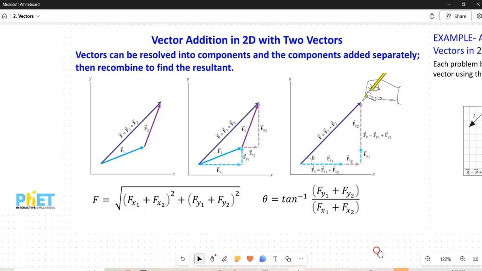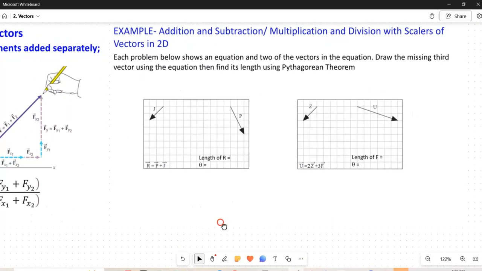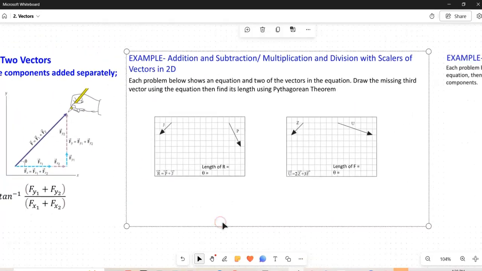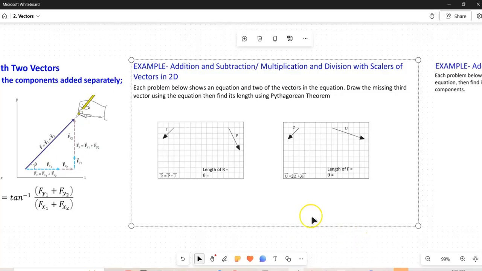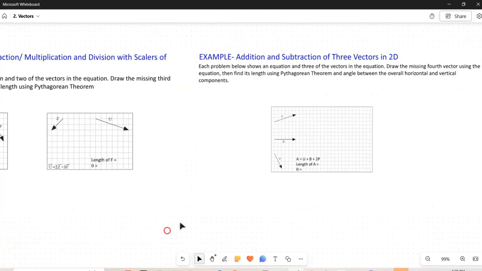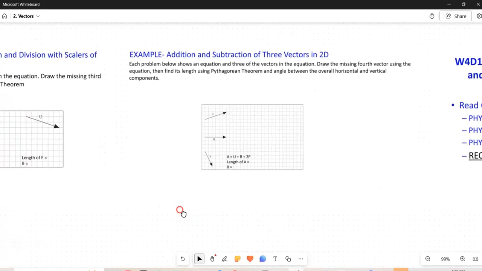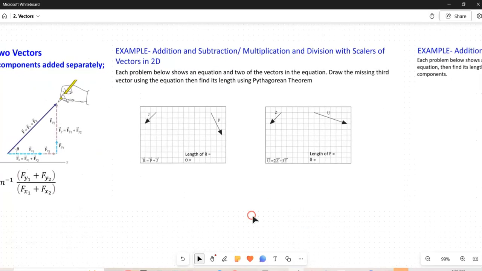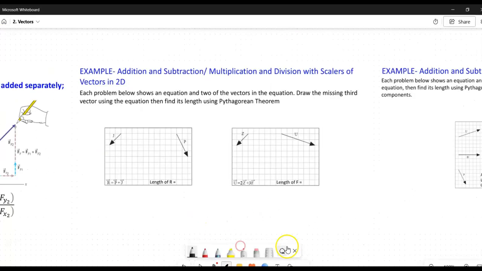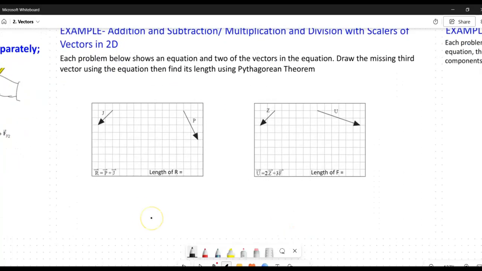Okay? Now I've made some exercises for us. Okay? And we're going to do two exercises that are similar to your tutorial. And then we'll do another exercise as far as the addition of vectors in 3 dimensions. Okay? So, well, here is our problem.